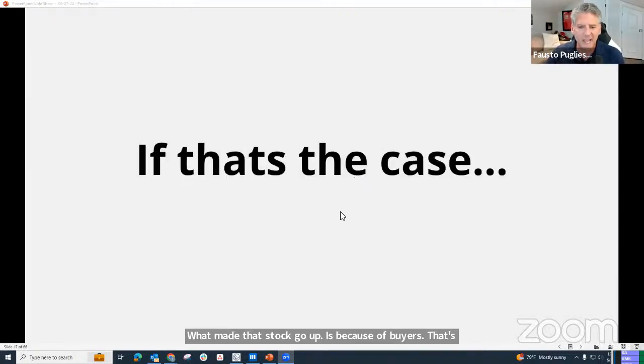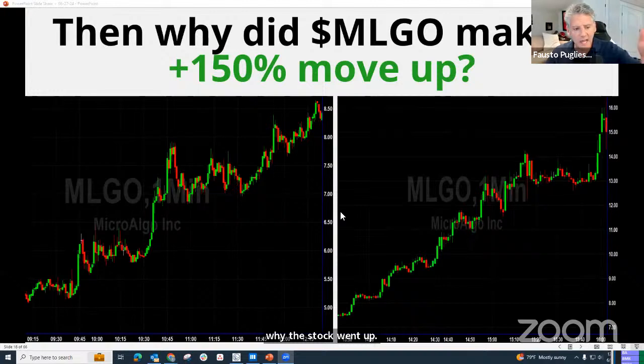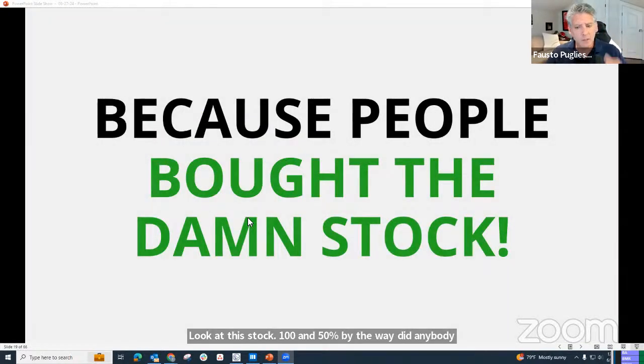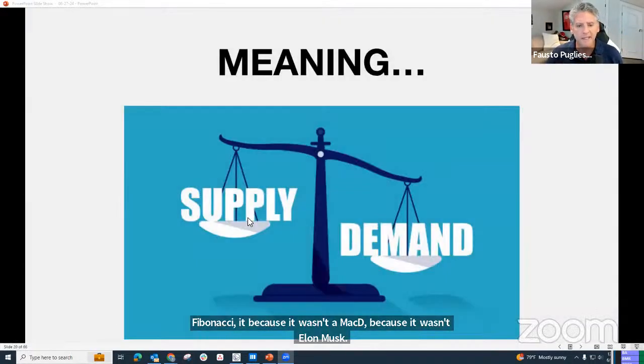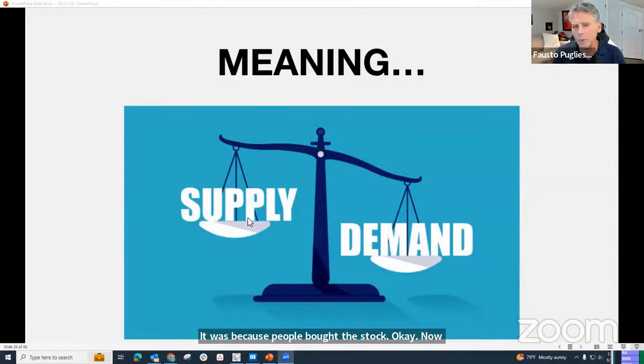So if that's the case, let's go see what other stocks did. MLGL went up. Look at this stock, 150%. By the way, did anybody see this stock go up? A lot less risk, a high amount of reward, because people bought the damn stock. That's the reason why it went up. It wasn't because of Fibonacci, it wasn't a MACD, it wasn't Elon Musk. It was because people bought the stock. Now, what am I basically getting at? What I mean is this: the way they go up and go down is supply and demand, buyers and sellers.